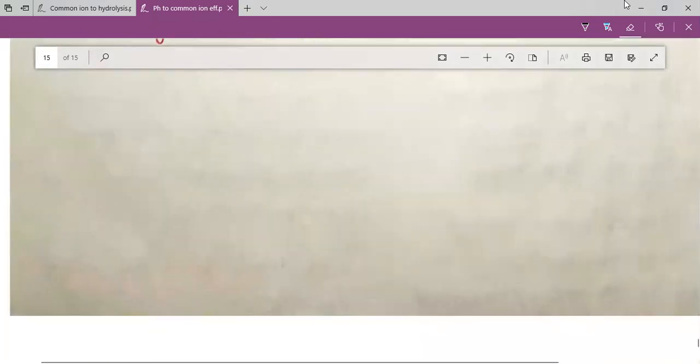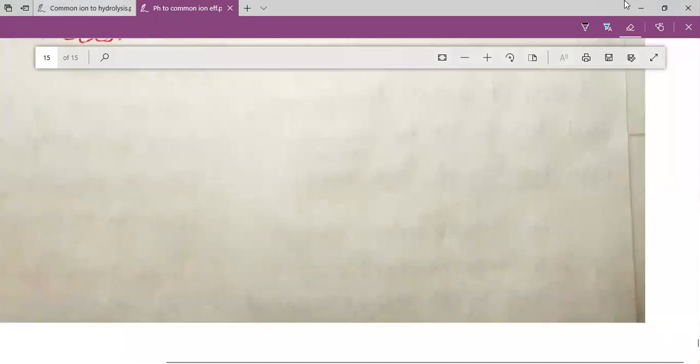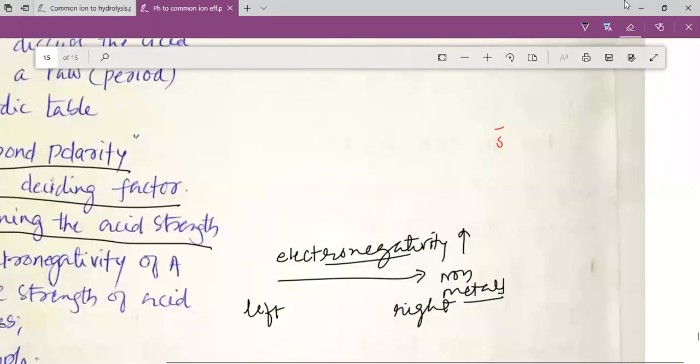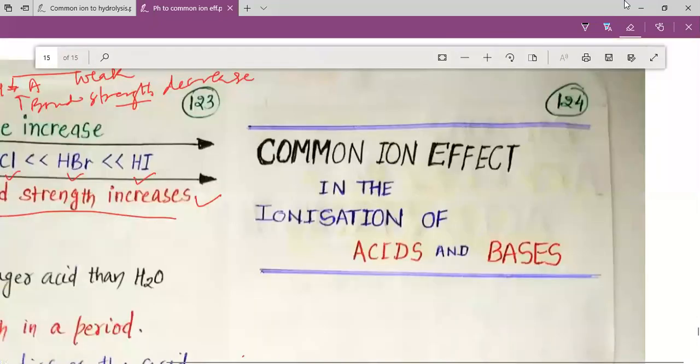These are the various important factors which really affect the acid strength, my dear students, and I hope you understood it. Now we want to study the common ion effect and ionization of acids and bases. If you have any doubt, my dear students, you can ask me. Dear students, if you do not understand anything, you can ask me.